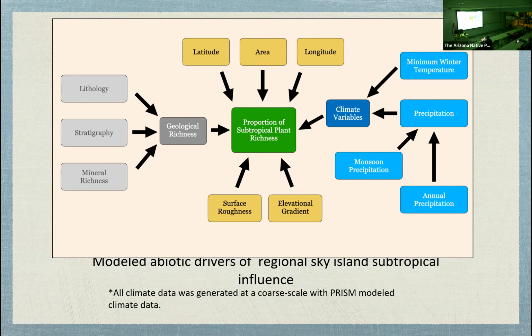We looked at area, the logarithm of the total area or the size, the number of hectares or acreage for each sky island. A lot of this data was conducted in a GIS with spatial analysis or zonal statistics. Then we also looked at elevational gradient. And what we mean by that is the difference between the minimum elevation and the maximum elevation of the range.